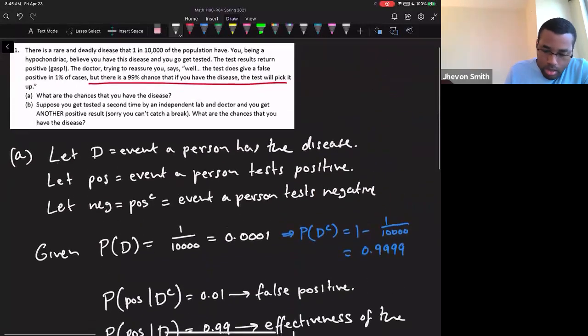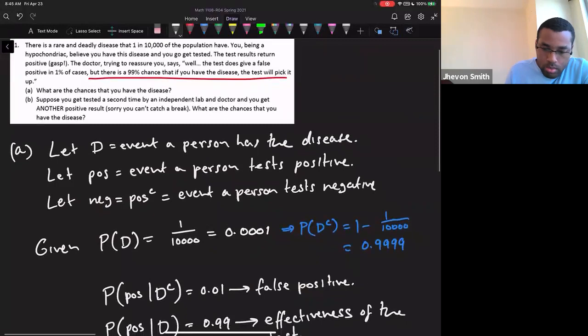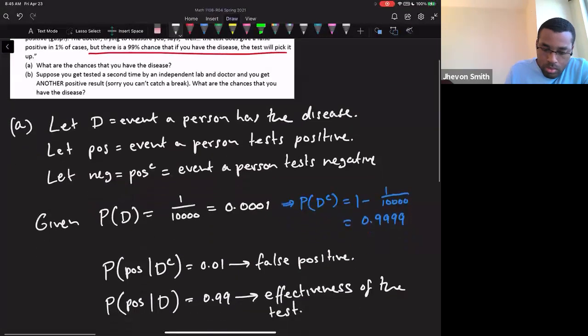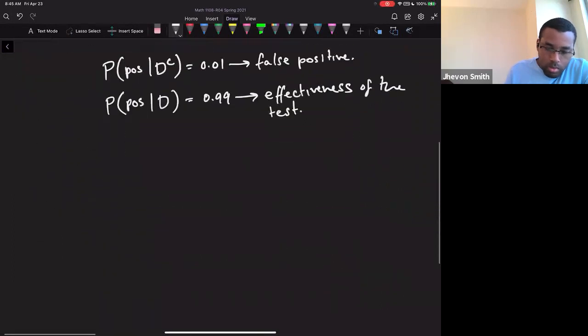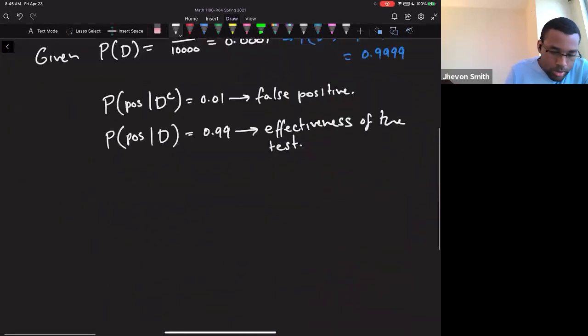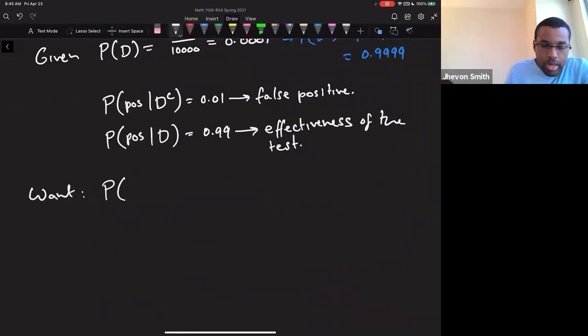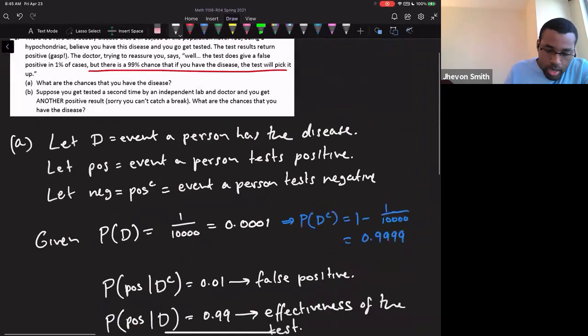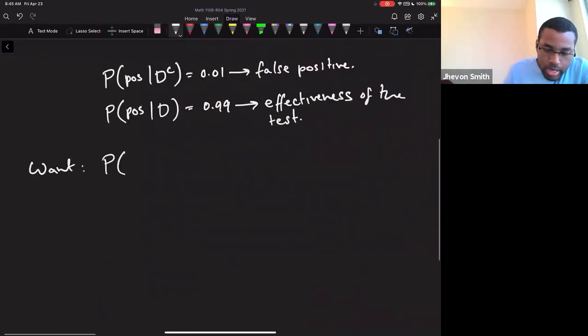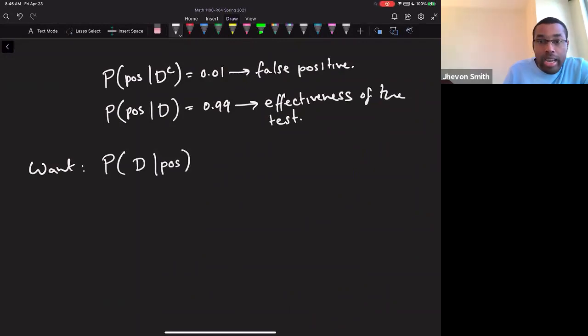Okay. What else? Okay. I think that's it. And so now you have to realize what you want. We actually want the probability. What is the probability that you have the disease? Well, you are someone who tested positive by this test. So what we want is that given that you tested positive, what is the probability that you actually have the disease?